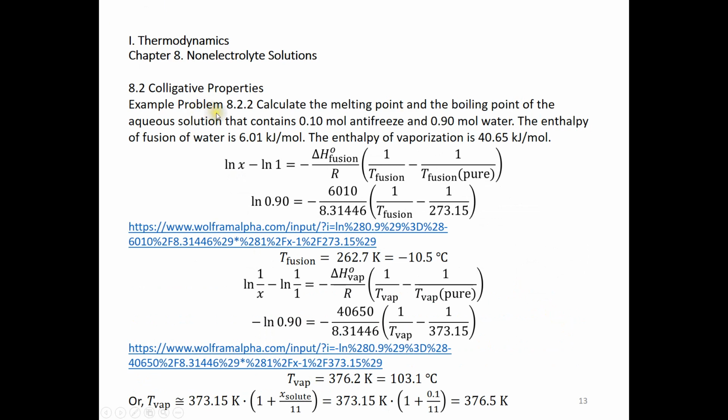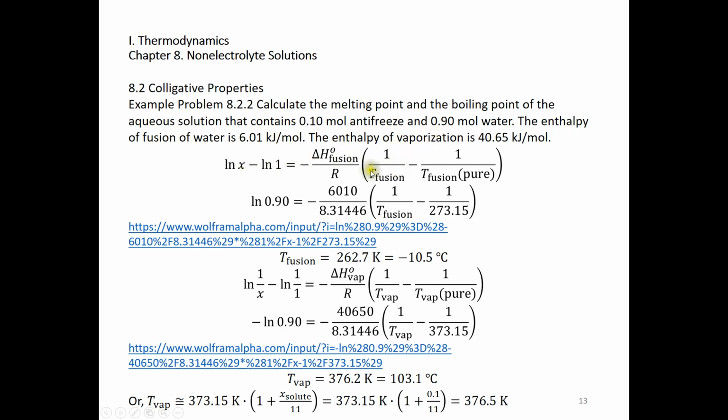Now let's look at a numerical example, 8.2.2. Let's compute the melting point and boiling point of an ideal aqueous solution that contains 0.1 mole antifreeze and 0.9 moles of water. So first, we know the mole fraction of water is 0.9. The enthalpy of fusion and the enthalpy of vaporization are both given.